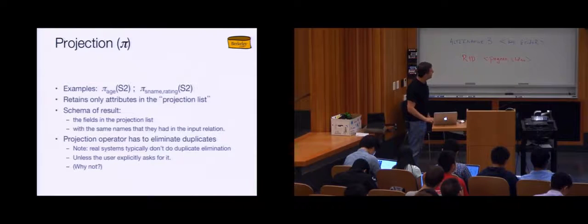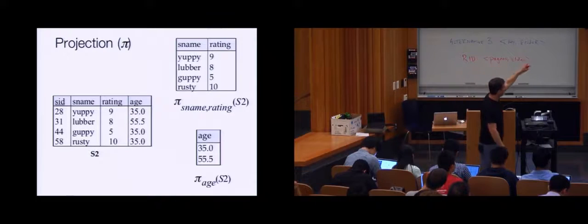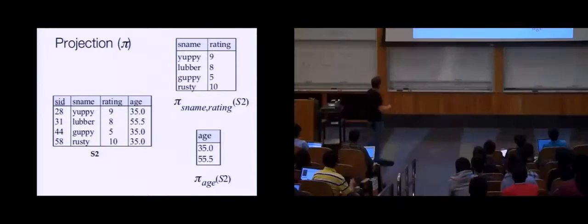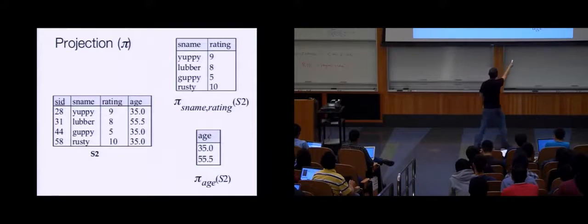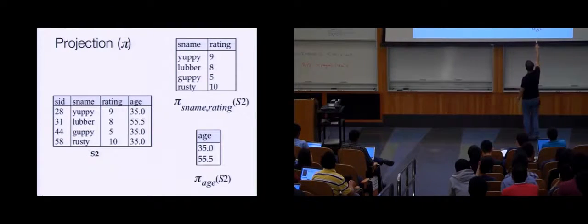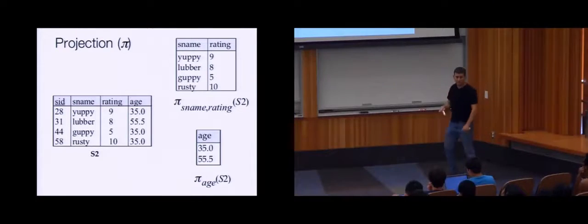OK, let's look at an example. We're going to do projection on the upper right of sname, rating on S2. Here's S2 on the left: SID, sname, rating, age. Here's the projection on the upper right of sname, comma, rating. You'll see we only get those two columns, sname and rating. Here's the projection to age. Not only do we only have one column, now we only have two rows because we removed the duplicates. So the output may be fewer rows than the input because of duplicate elimination.